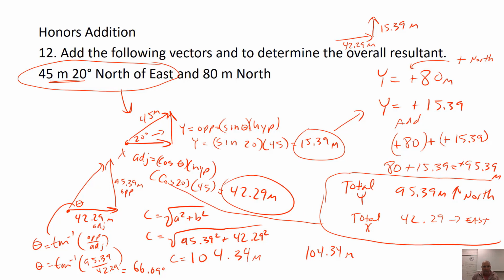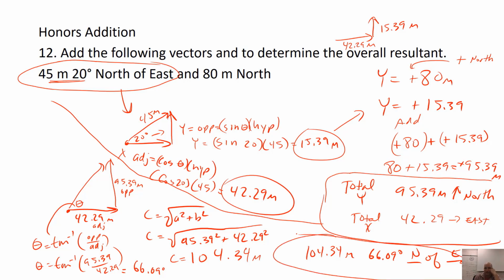Let me try to cut this so it's kind of separated, because this is a little jumbled up, and it's going to be at 66.09 degrees. And in this case, it's going to be north of east. So 104.34 meters, 66.09 degrees, north of east. Once again, east is coming out of the origin dot, if you want to think of it the way I said before. So it'd be north of east, and this would be your final complete answer.